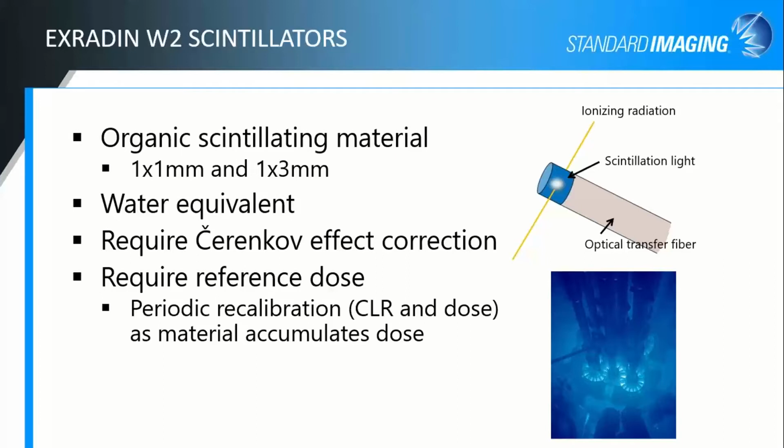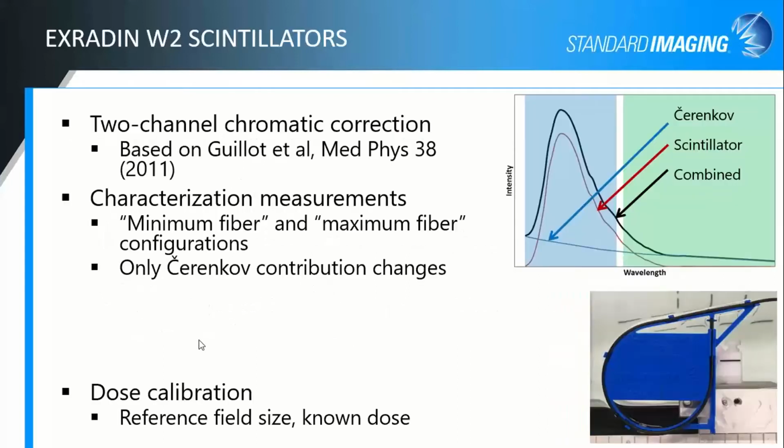It ages under radiation. So you do need to recalibrate it or recharacterize it periodically with both what we call the Cherenkov light ratio or the CLR, as well as a dose conversion to convert the light signal to a known dose as it accumulates dose.